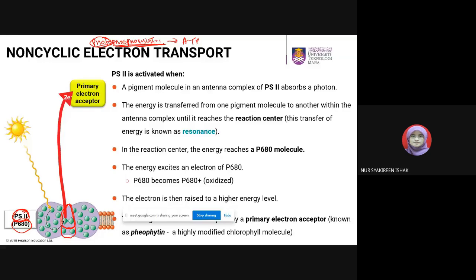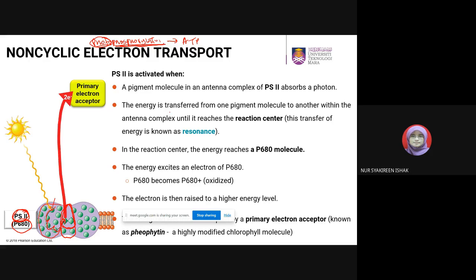Photosystem 2 is activated when a pigment molecule in an antenna complex of photosystem 2 absorbs a photon. Okay, so photon will be absorbed by accessory pigment in the antenna complex. So the photon will be transferred from one pigment to another pigment until it reaches the reaction center of photosystem 2. It is absorbed by P680.